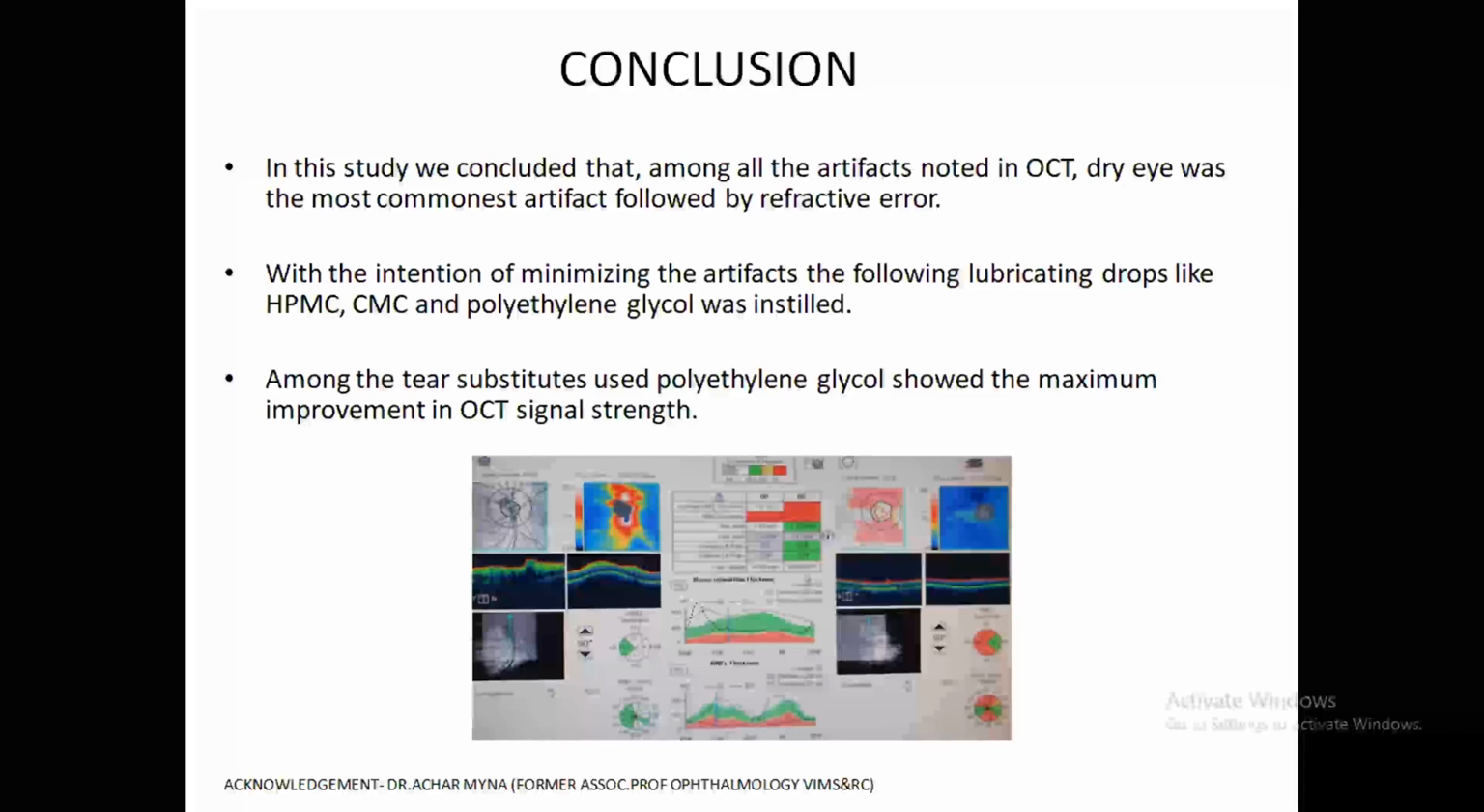This is an OCT report showing the optic nerve head scan of a patient with dry eye, in which the color-coded retinal nerve fiber layer thickness map shows thinning of the retinal nerve fiber layer. This was after we instilled the tear substitute. In the left eye, the initial signal strength was approximately 3. After instilling the tear substitutes, it showed an improvement of signal strength to 5. The right eye was normal.